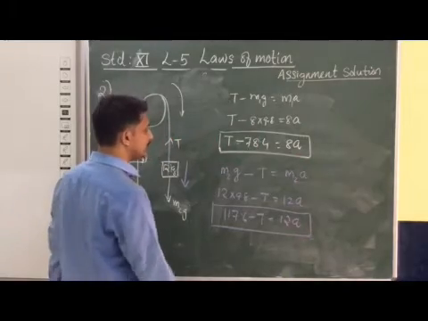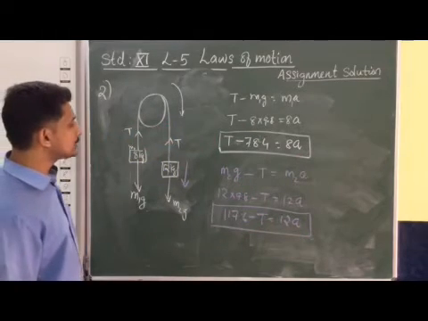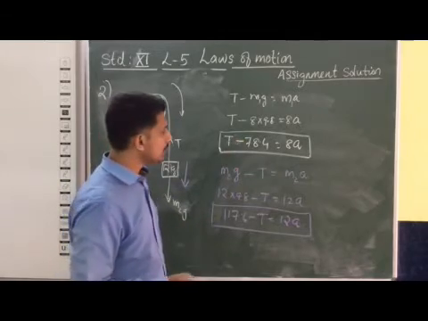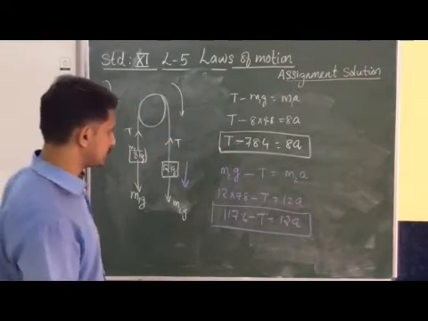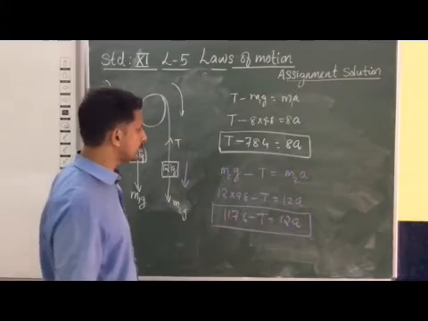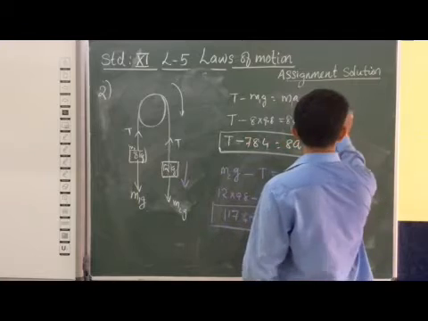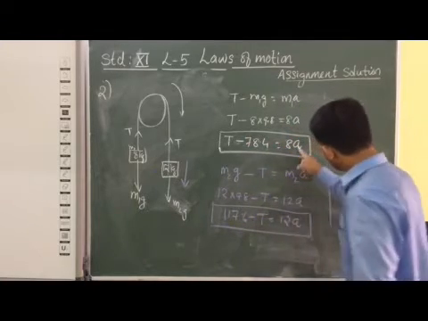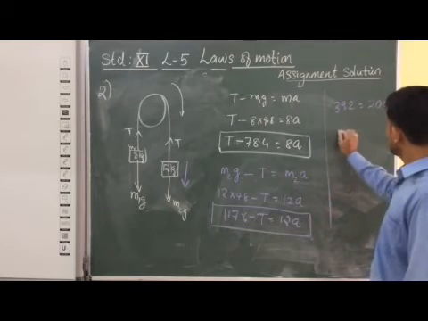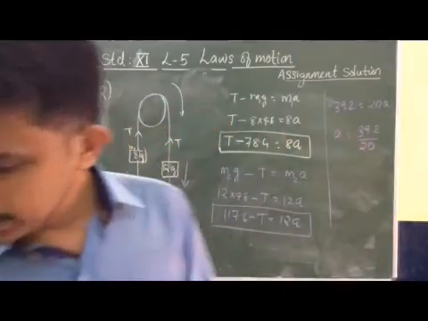So by considering equation number 1 and 2, if we add these equations, we can see that the T term will cancel, and we are getting only terms of acceleration, and from that we can find the value of acceleration. So when we are adding these two equations, this is minus 78.4 and 117.6. You will get 39.2. So 39.2 is equal to 8 plus 12, that means 20, times A. So A is equal to 39.2 divided by 20.